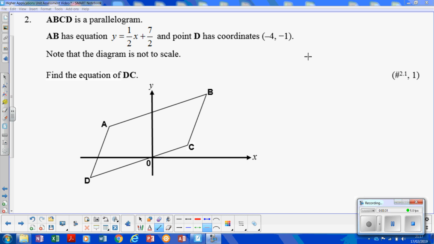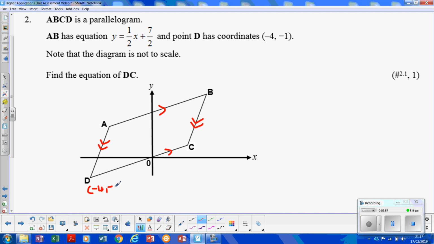ABCD is a parallelogram. Now, the first thing that they're telling me, as soon as they tell me that it's a parallelogram, is that side is parallel to that one, and those two sides there are parallel. So opposite sides are parallel. So that means that those opposite sides have got the same gradient. So AB has the equation y = 1/2 x + 7/2. And the point D is the point (-4, -1).